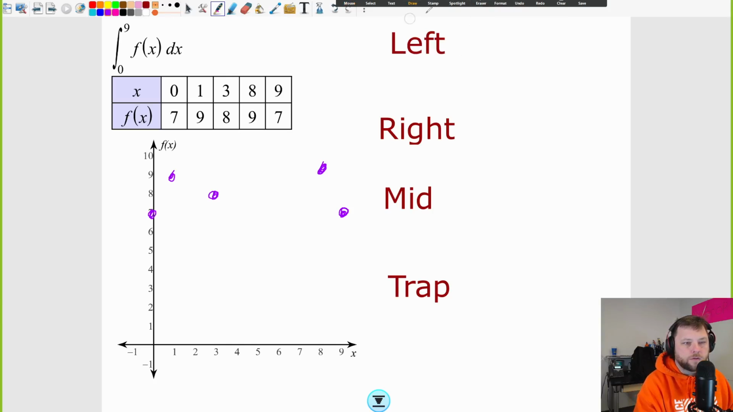And we can even start writing some of this down. The distance between 0 and 1 is going to be a distance of 1. And this is going to be a distance of 2. And this is a distance of 5. And this is a distance of 1. So those x widths won't be the same.